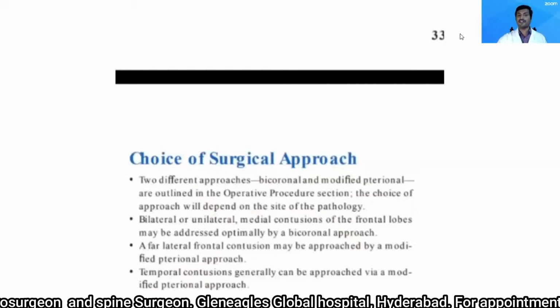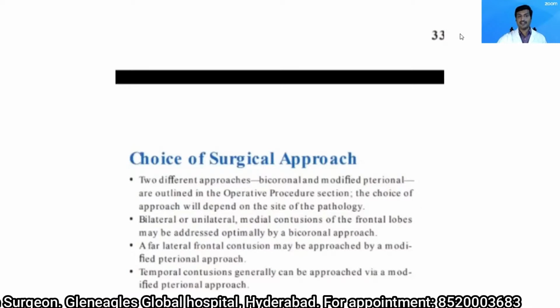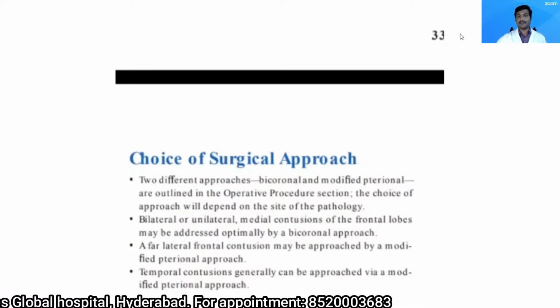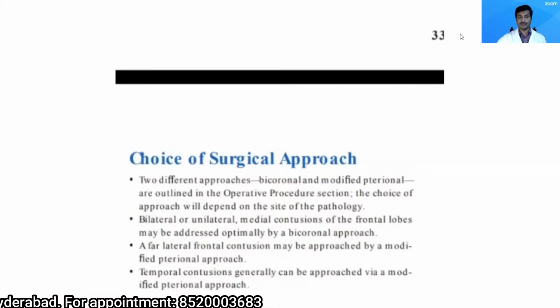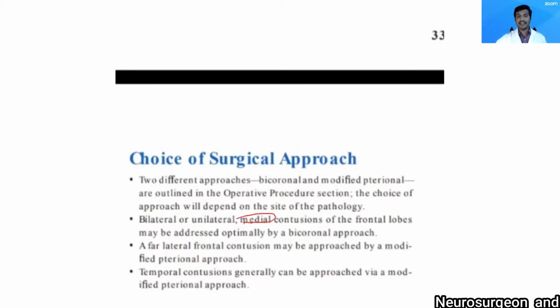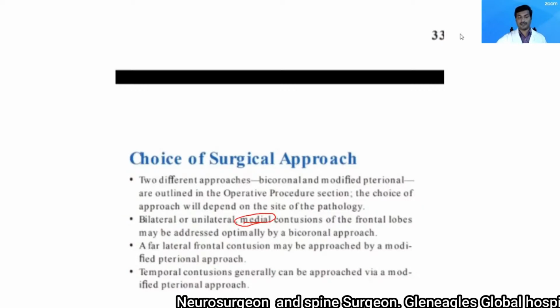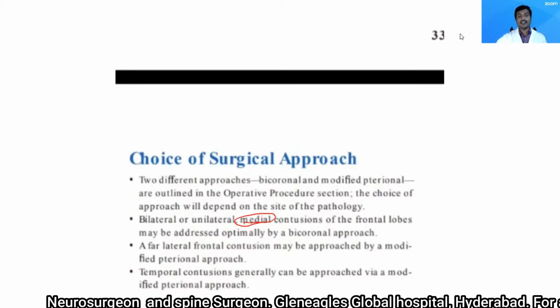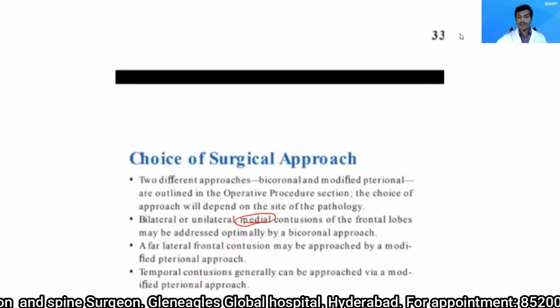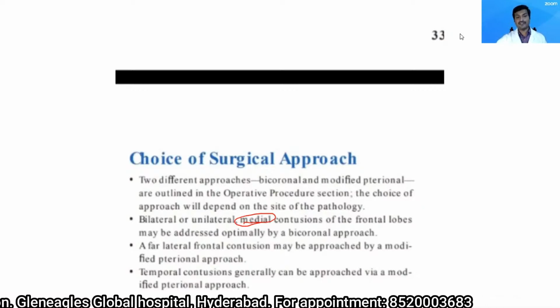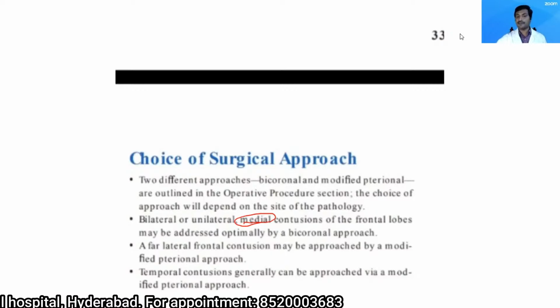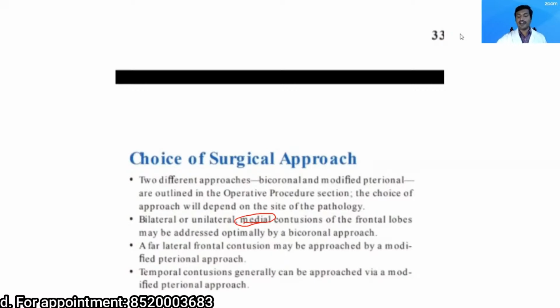One important decision you have to take is the choice of surgical approach. Two different approaches are described: one is a bicoronal and the other the modified pterional approach. For frontal lobe contusions which are medially located, a bicoronal approach is more appropriate. But for a contusion located laterally in the frontal lobe, or when the frontal contusion is associated with a temporal lobe contusion, or when the patient has a temporal contusion alone, then the modified pterional approach is preferred.